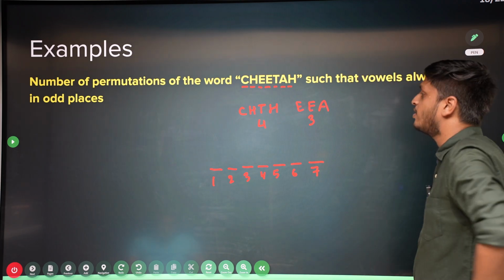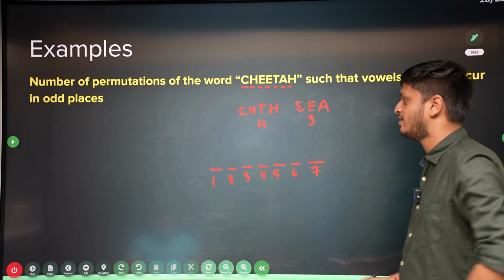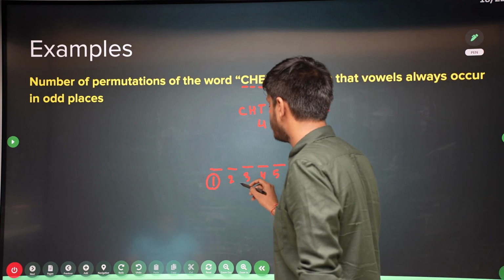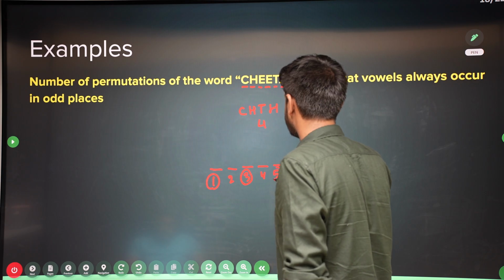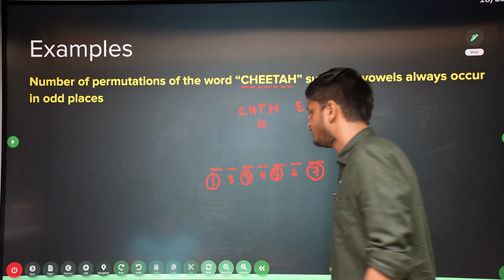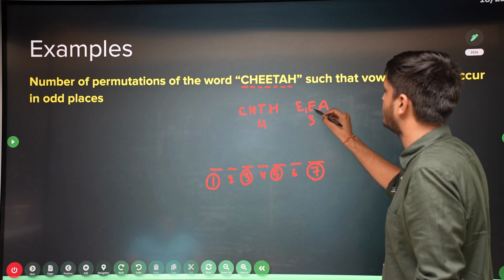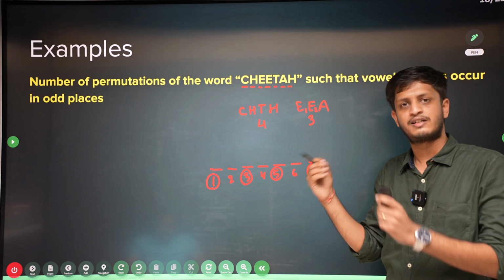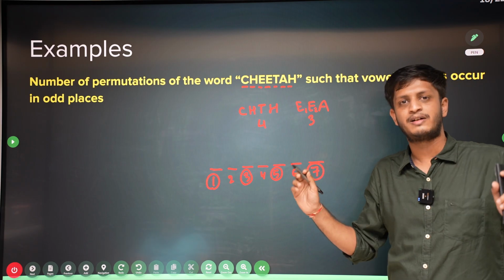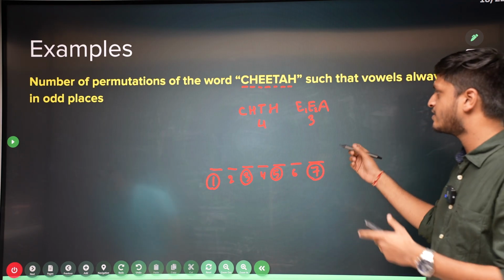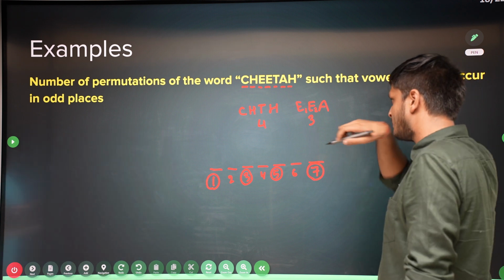Now the vowels always occur in odd places. They have a specific requirement that a vowel can only come in this, or this place. Okay? So for now, let's assume these two are different. Whenever you have repetition, consider them different first. Solve the problem, and then you can always encounter the overcounting. You can just divide.